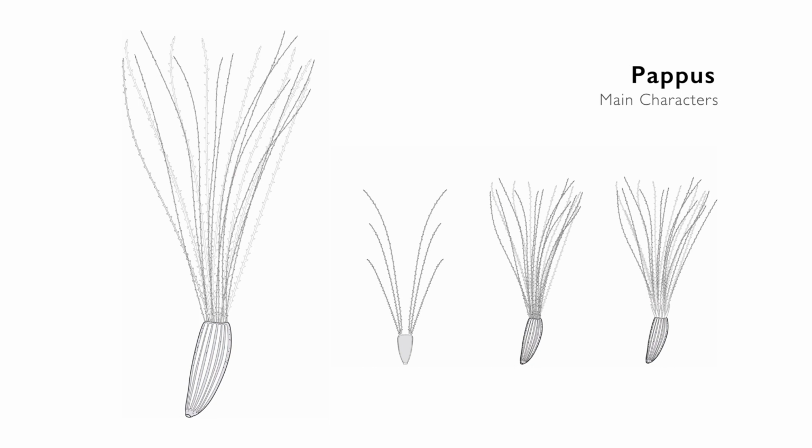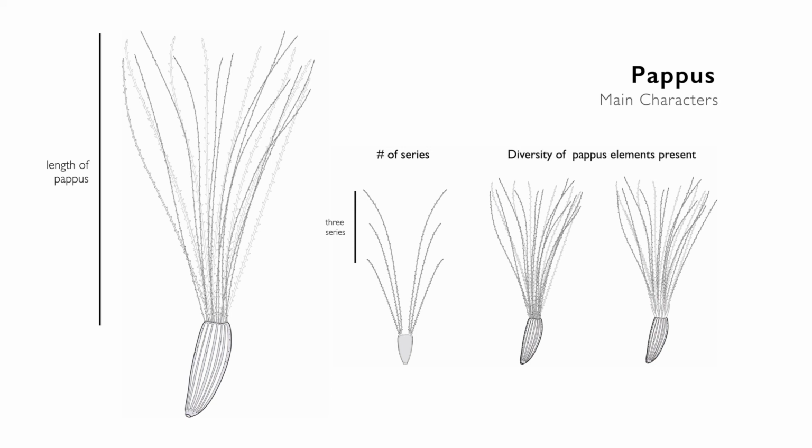And to end this very short presentation on the main features, let me say something briefly about the pappus. The pappus is that modified calyx in the Compositae, and the main characters that we are going to be considering when studying the pappus, well, the most obvious one is the length of the pappus. Then there's the number of series of the pappus. In this particular case, we have 3 series. The easiest way to spot this is to make a longitudinal section of the fruit and see how many rows of elements in the pappus we have. In this case, we have just 3.